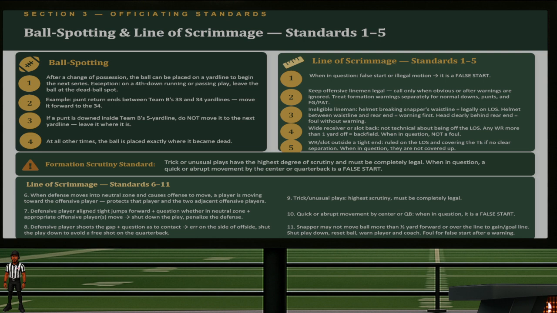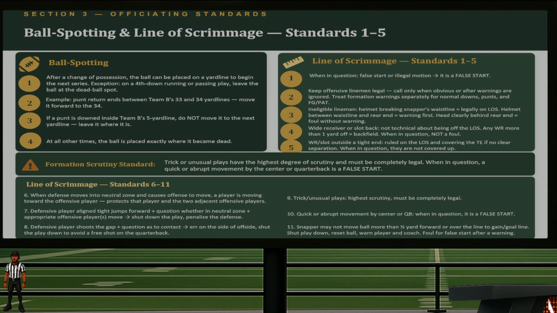Standard 4. Don't be technical on a wide receiver or slot back in determining whether they are off the line of scrimmage. Any wide receiver lined up more than 1 yard off the line of scrimmage is considered in the backfield. When in question, it is not a foul. Standard 5. Wide receivers or slot backs lined up outside a tight end will be ruled on the line of scrimmage and covering the tight end if there is not clear separation between their alignments. Any covered wide receiver intentionally lined up in an ineligible position must meet the same requirements as an originally ineligible lineman. If in question, they are not covered up.